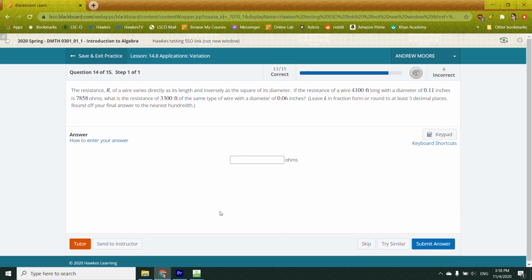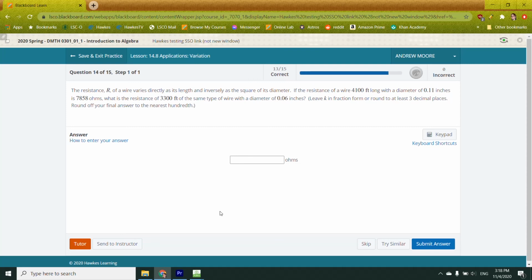The resistance R of a wire varies directly as its length and inversely as the square of its diameter. If the resistance of a wire 4,100 feet long with a diameter of 0.11 inches is 7,858 ohms, what is the resistance of 33,000 feet of the same type of wire with a diameter of 0.06 inches? Leave k in fraction form or round to at least 3 decimal places. Round off your final answer to the nearest hundredth.